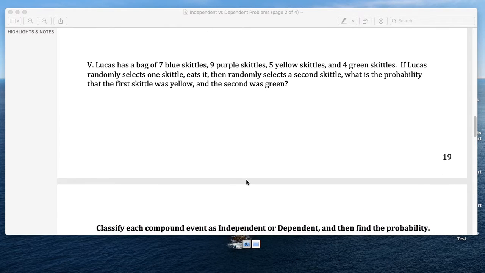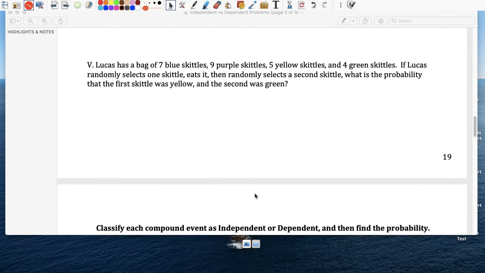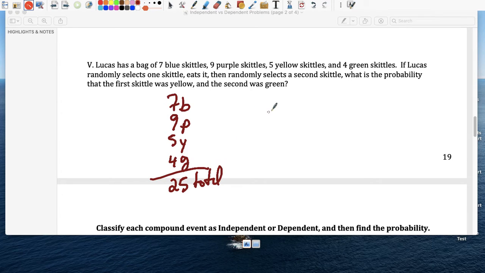Now we have a girl who randomly selects one Skittle, and randomly selects a second Skittle. What's the probability the first was yellow and the second was green? All right. So let me just write 7 blue, 9 purple, 5 yellow, 4 green. So I always start with a total. 25 total. So what's the probability of getting a yellow? The yellow one was 5 out of 25 first, right?